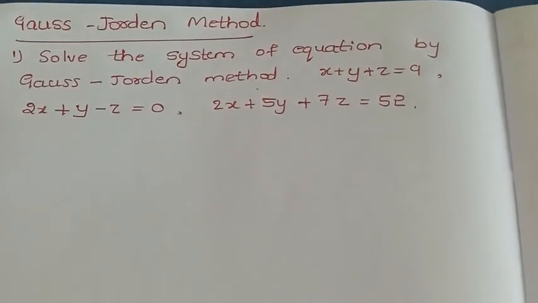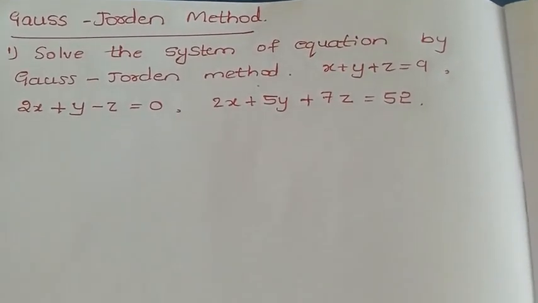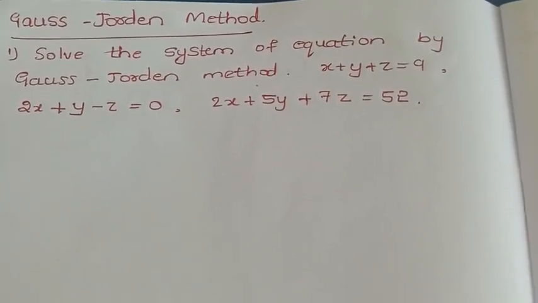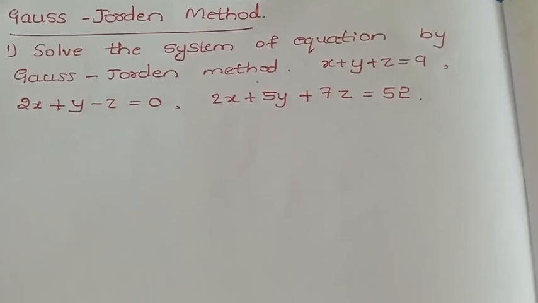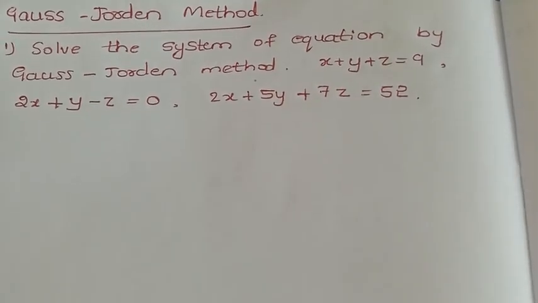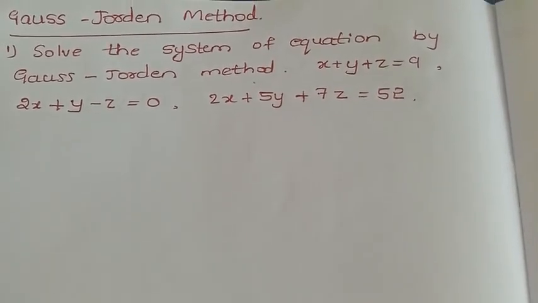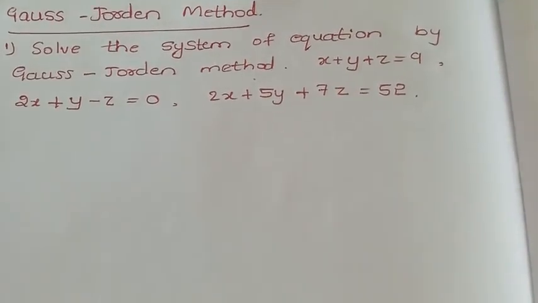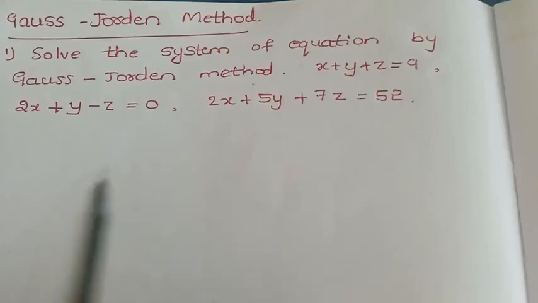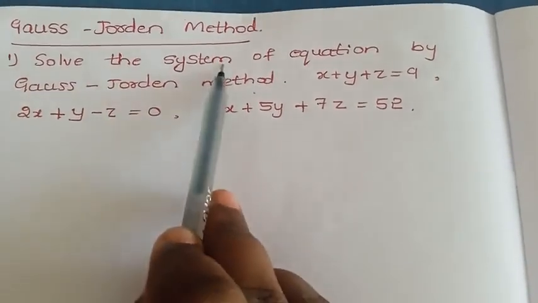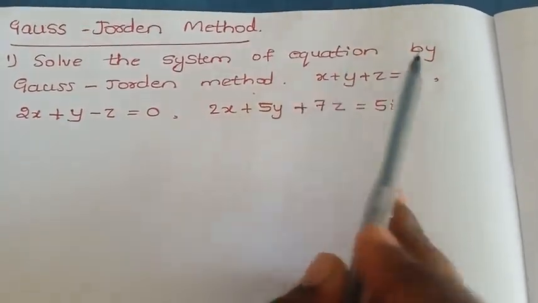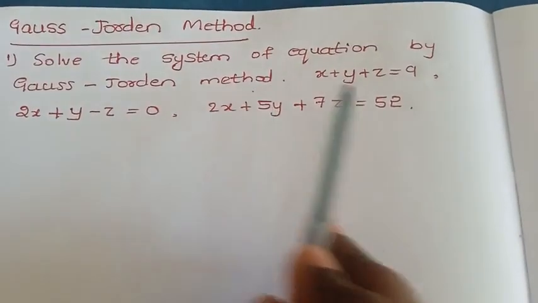Hello everyone. So today we are going to learn the Gauss-Jordan method. This is one of the easier methods to find x, y and z. So today let's solve this, and here is the question. Solve the system of equations by the Gauss-Jordan method.